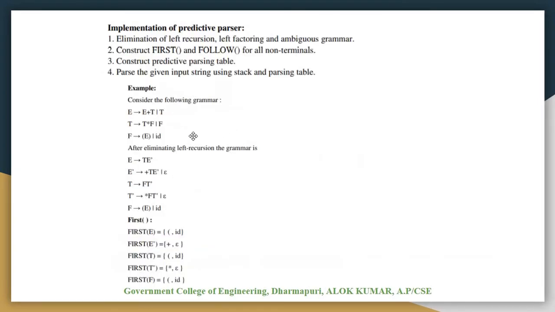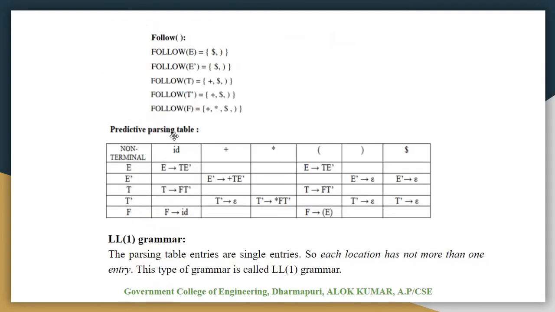Now follow of E dash we have to find. Follow of E dash will be follow of E, and follow of E we have already found, that is closing parenthesis and dollar. And here we can see E dash we have found. In this one, follow of E dash is follow of E dash, which we have already found, so by default it will be the same as it is. So follow of E and E dash are both the same.